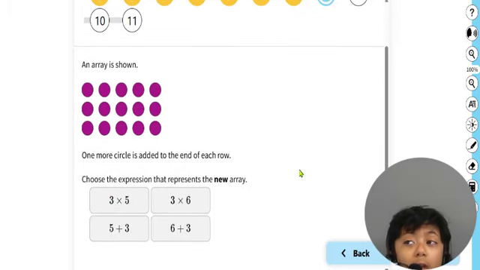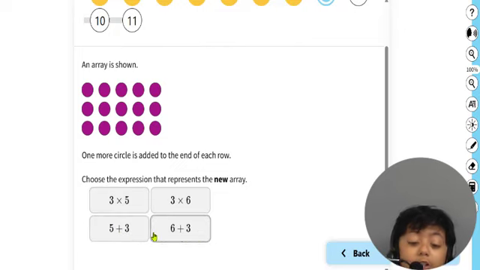An array is shown. One more circle is added to the end of each row. These are the rows. These are the columns. So if we add one more circle, it's going to be here, here, and here. Choose the expression that represents the new array.